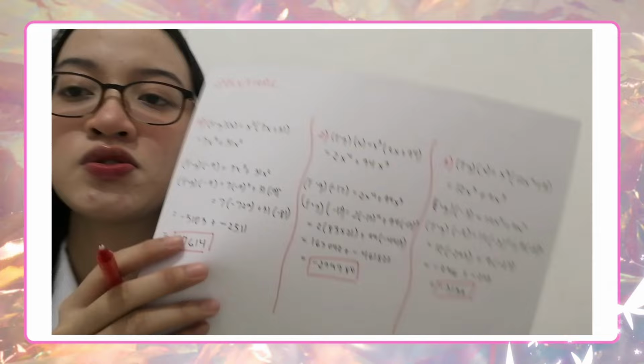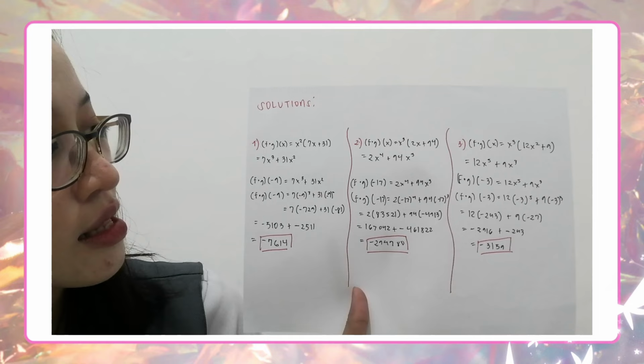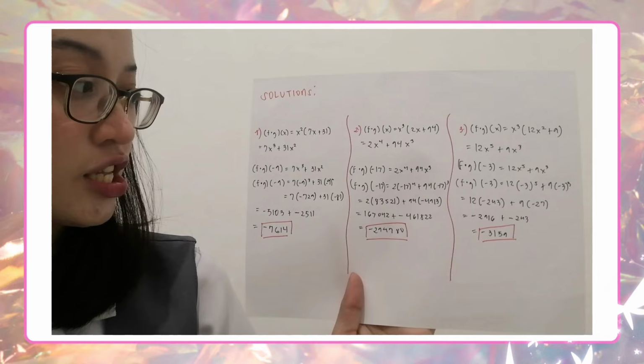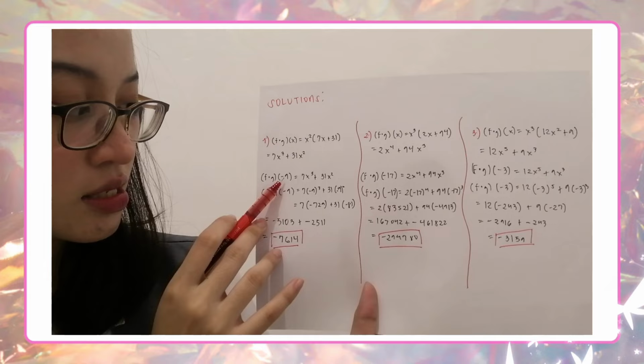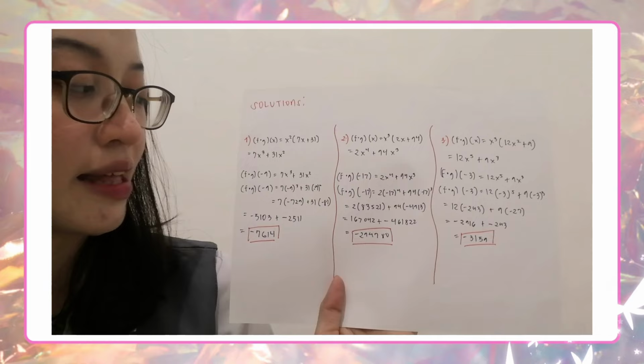So, let's check the first one. For f times g, then x is equal to x squared times 7x plus 31, equals 7x cubed plus 31x squared. So, f times g equals negative 9, equals 7x cubed plus 31x squared. Then, we're going to substitute the x into negative 9.